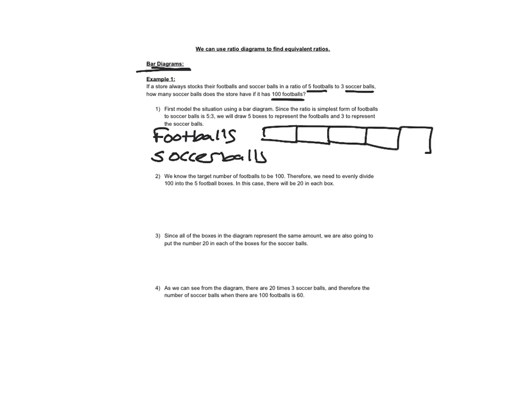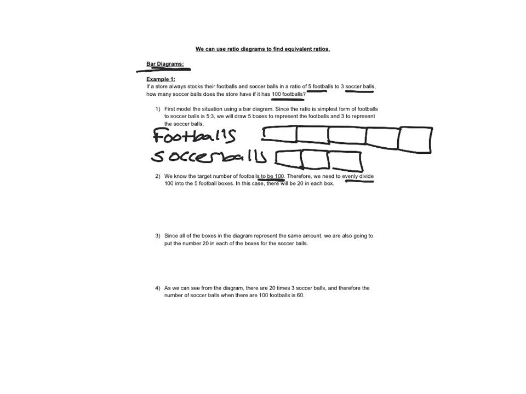So first we're going to model this situation using a bar diagram. Since the ratio in simplest form of footballs to soccer balls is 5 to 3, we will draw 5 boxes to represent the footballs and 3 to represent the soccer balls. This is what a bar diagram looks like. So we have footballs and then soccer balls. For the footballs, there was a ratio of 5. 1, 2, 3, 4, 5. I'm going to draw 5 boxes, and then for the soccer balls, I'm going to draw 3 boxes. 1, 2, 3. We know that the target number of footballs is 100.